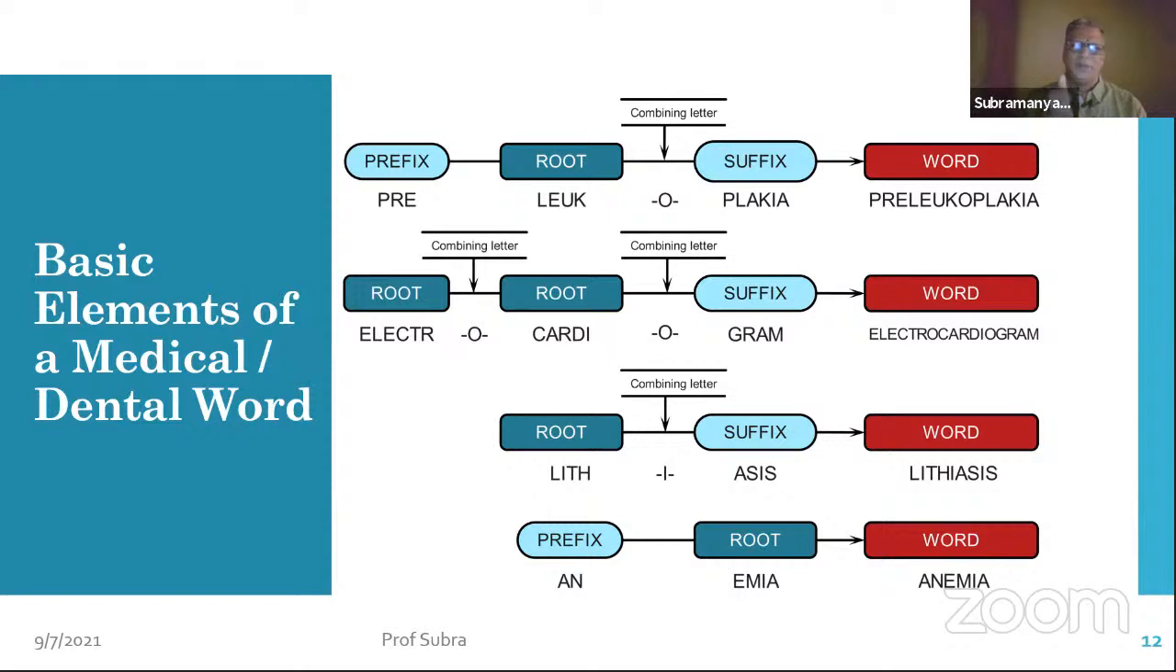As I told you, most of the words should have at least one root word. But there are locations where you can have two root words, like here, electro, cardio. So we have two root words. And of course, the suffix here is gram, and the word is electrocardiogram.